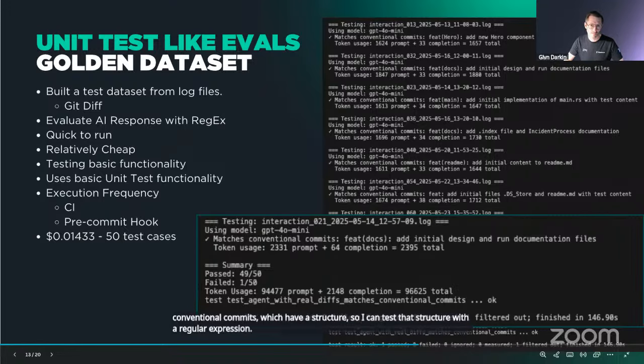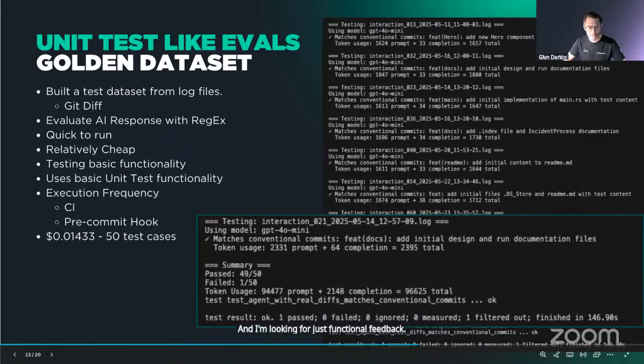So it's quick, it's pretty cheap, and I can make sure that the data set I have looks at things like what happens if the diff is corrupt. It's a very small diff with not a lot of information, or it's a really large diff. How does the system behave? And I'm looking for just functional feedback.